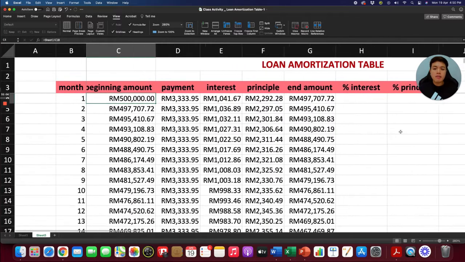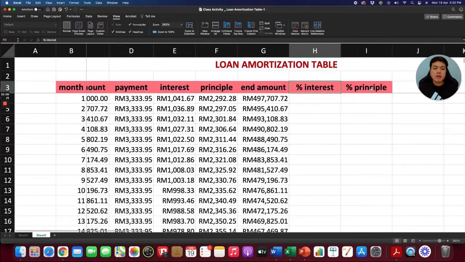So now what I'm trying to show you is the interest portion and the principal portion, because you want to know every month when you make payment to the bank, how much goes to the interest, how much goes to the principal.